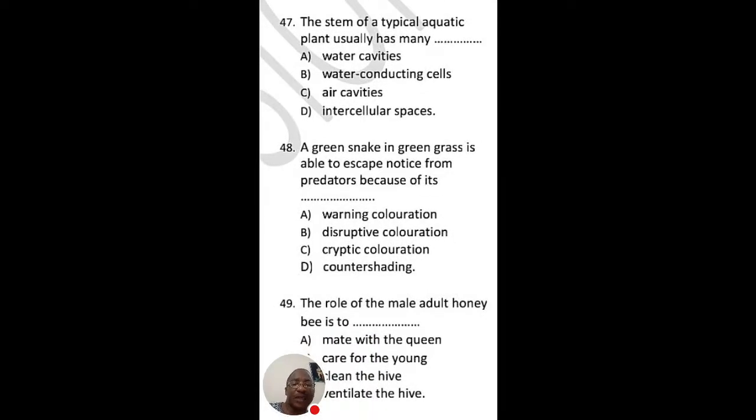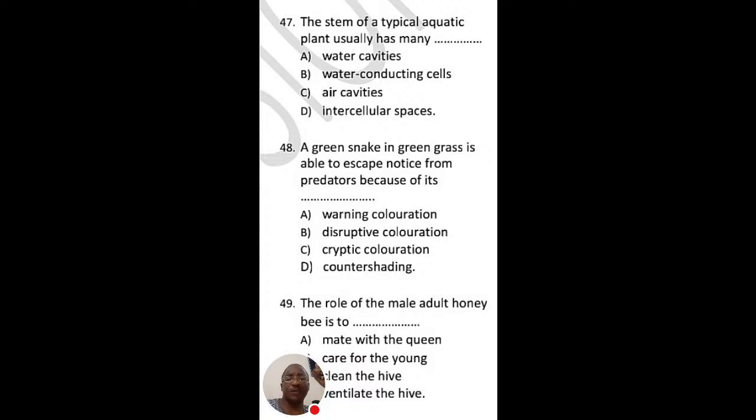A green snake in green grass is able to escape notice from predators because of A, warning coloration, disruptive coloration, B, cryptic coloration, C, countershading. Well, if you don't understand adaptation, that can be a challenge. Now, adaptation, as I said, can be structural, where animals have features to escape or survive in an environment. It can be behavioral. It can be use of colors. Now, there are different ways animals survive.